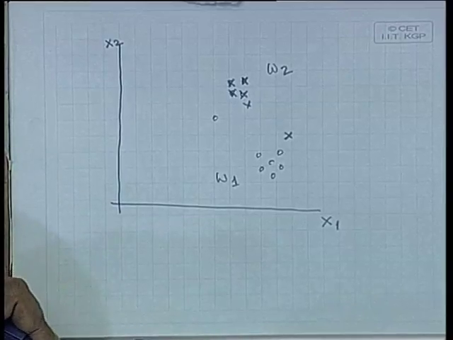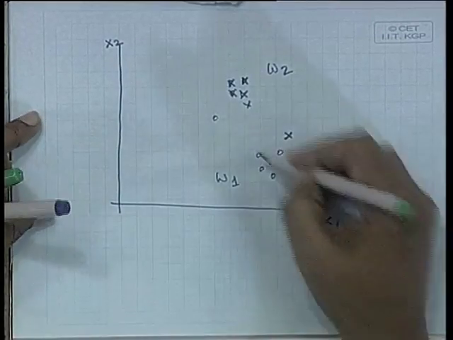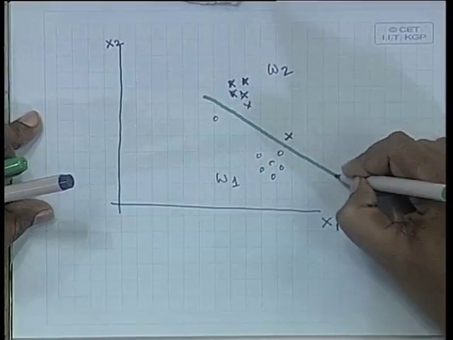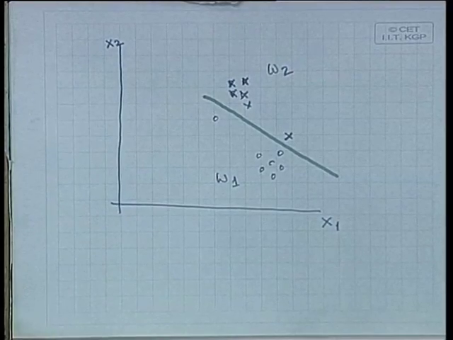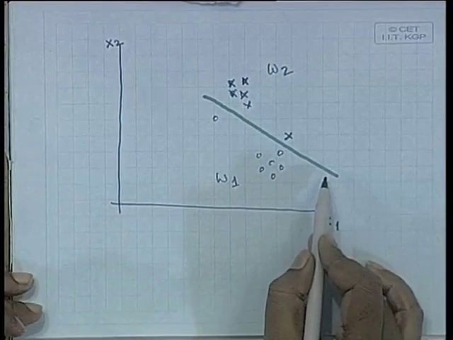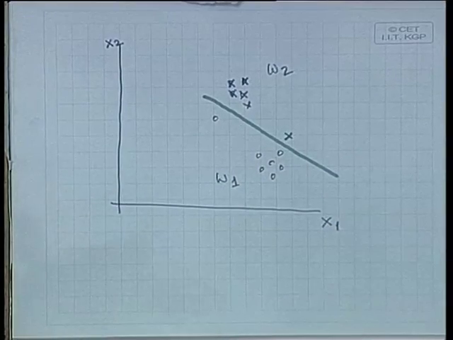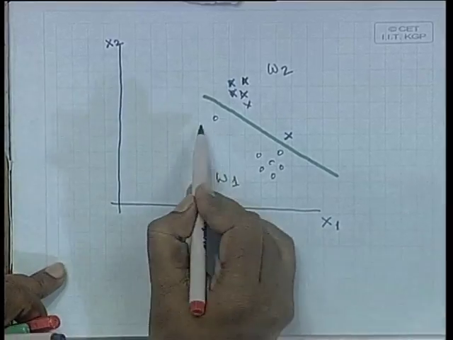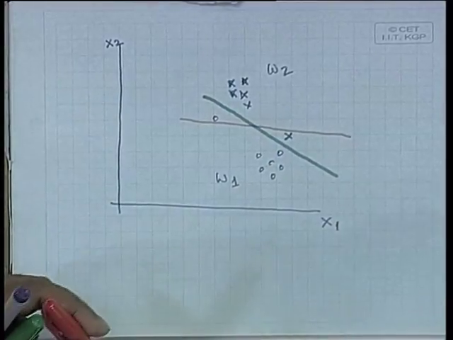Now, here you find that it is quite easy to find out that I can have a line separating these two classes. Because these are linearly separable, I should get a weight vector which will define this line. But when I go for this mean square error based criteria function, I may land up with a boundary something like this.